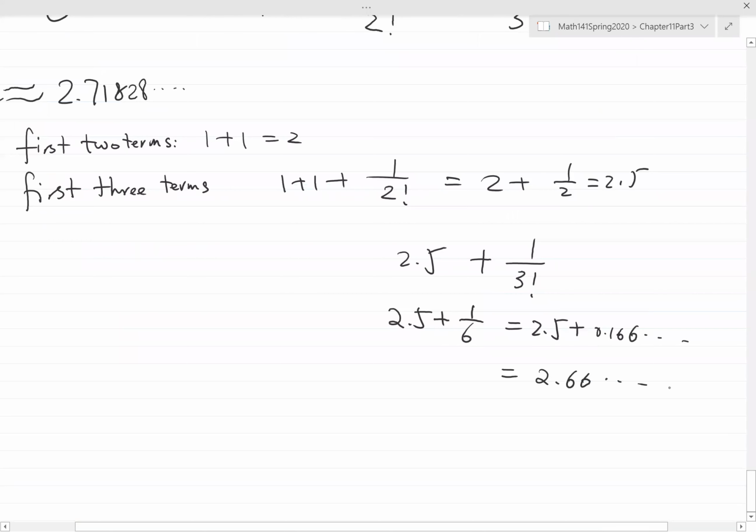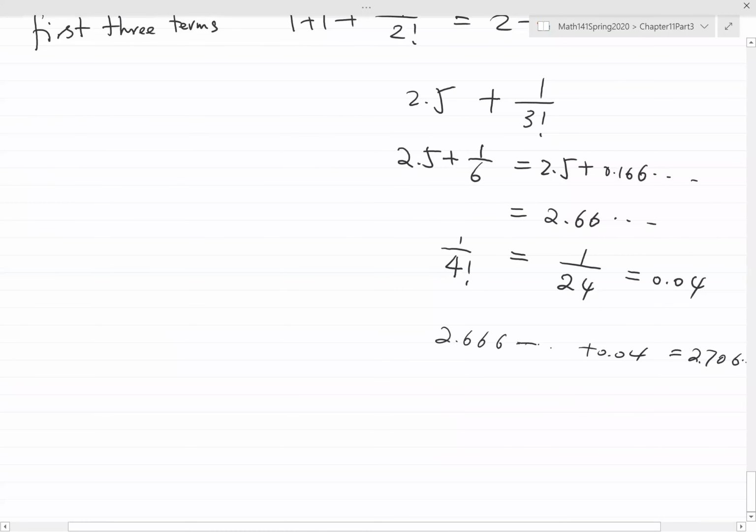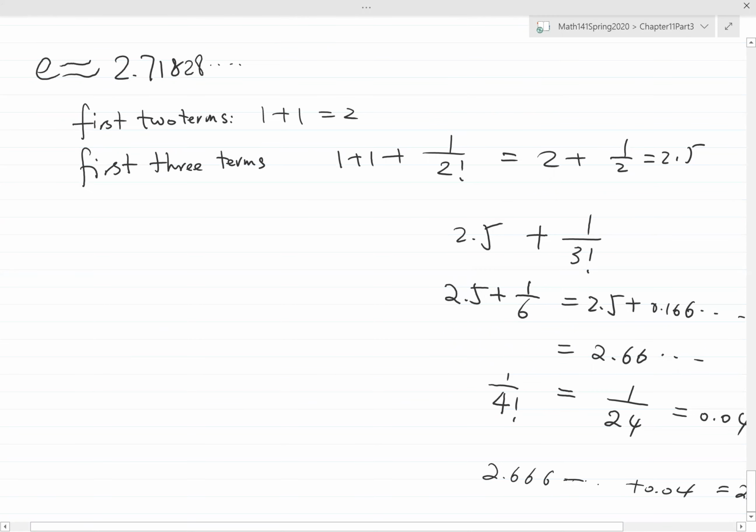Now if you add another term, 1 over 4 factorial, which is 1 over 24, around 0.04, then 2.666 plus 0.04 is around 2.7. So it's close now. You see, you can get close to the number e.